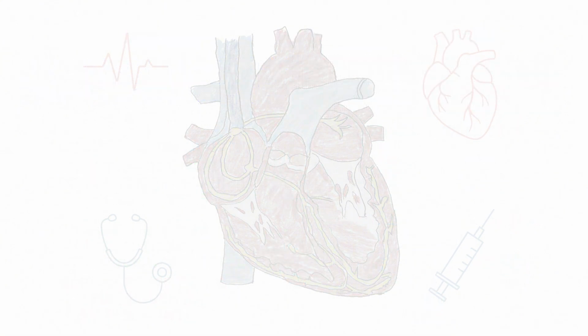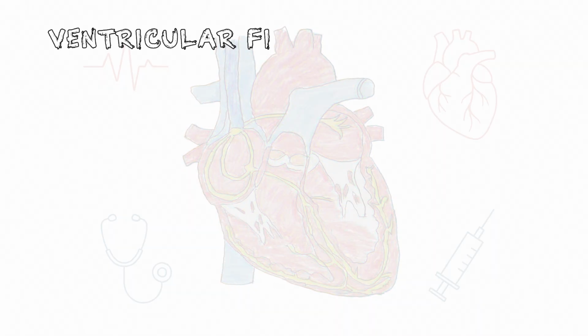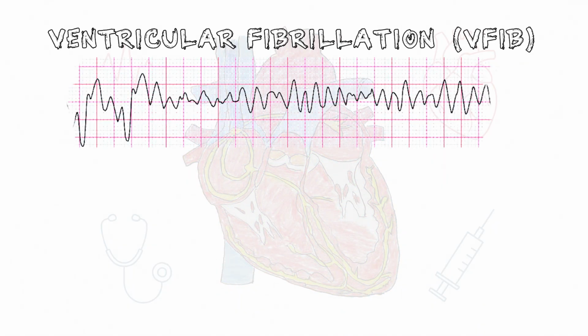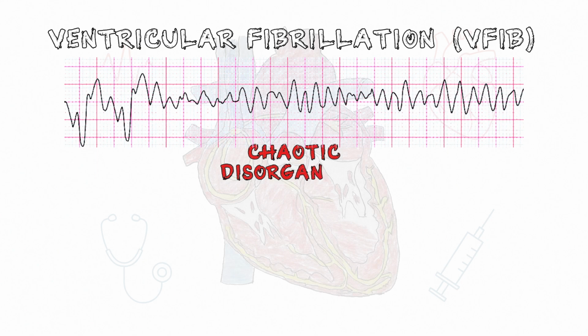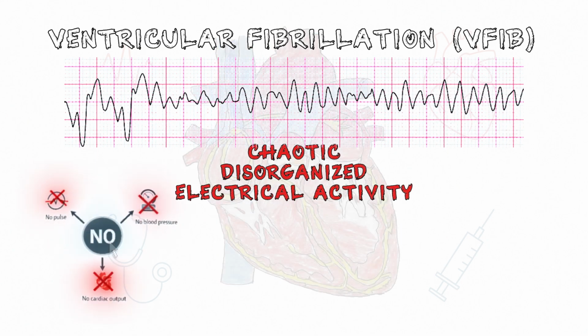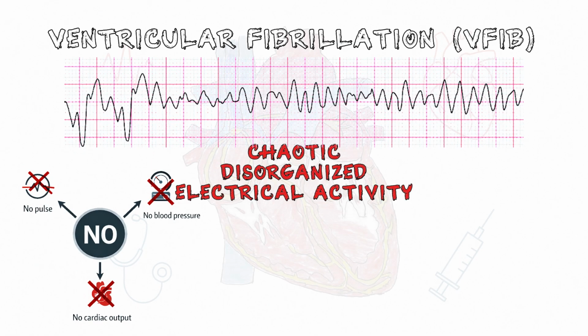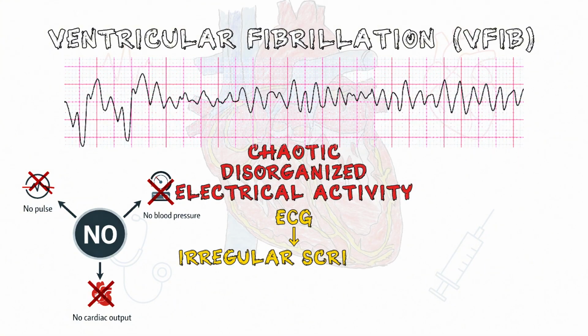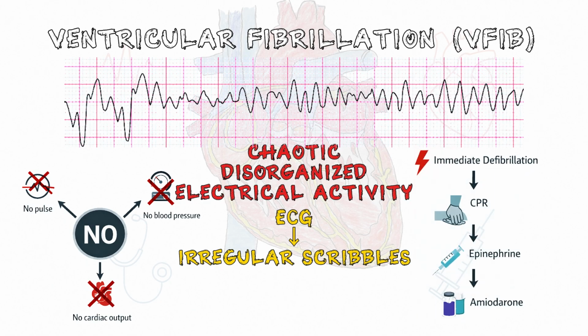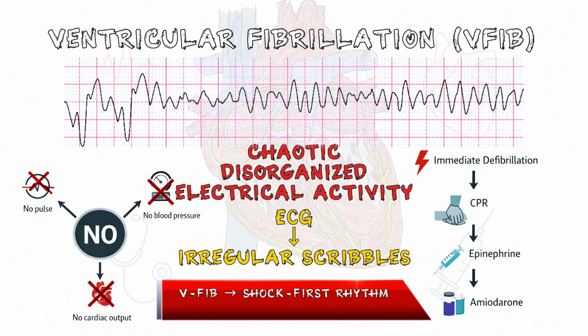Alright, next ventricular problem is ventricular fibrillation, or VFib. This is chaotic, disorganized electrical activity with no meaningful contractions. There is no pulse, no blood pressure, and no cardiac output. The ECG looks like irregular scribbles. VFib management requires immediate defibrillation, followed by cardiopulmonary resuscitation, epinephrine, amiodarone. VFib is a shock-first rhythm, every second counts.